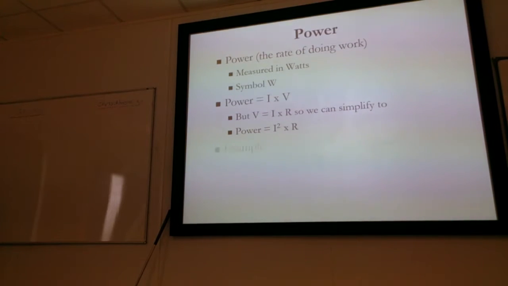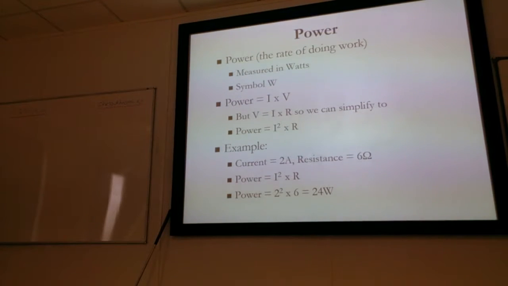It's another useful expression. For example, current is 2 amps, resistance is 6 ohms. What is the power? Well, I squared times R. So 2 2s are 4 times 6 is 24 watts. Happy? Dead easy.